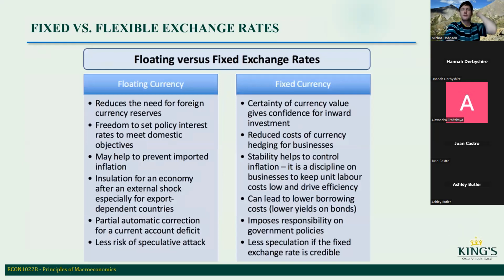So floating versus fixed exchange rates. Floating currency reduces the need for foreign currency reserves. Freedom to set policy interest rates to meet domestic objectives may help to prevent imported inflation. Insulation for an economy after an external shock, especially for export-dependent countries. Partial automatic correction for current account deficit and less risk of speculative attack.